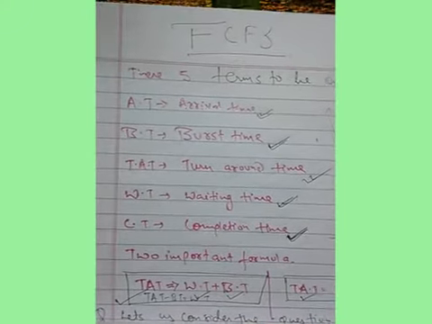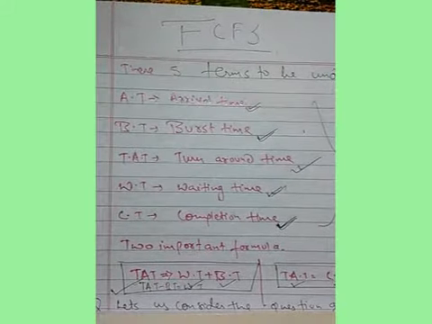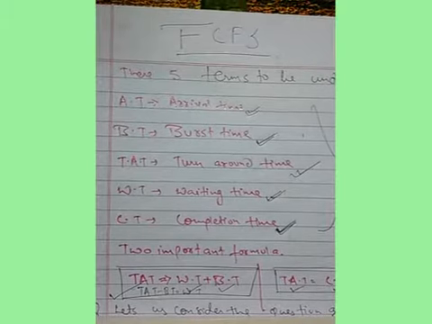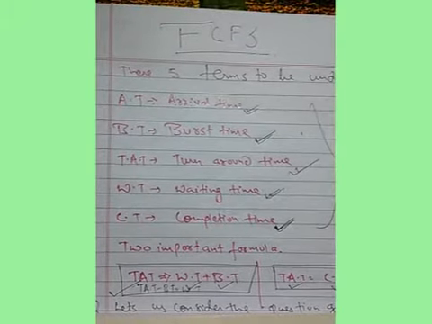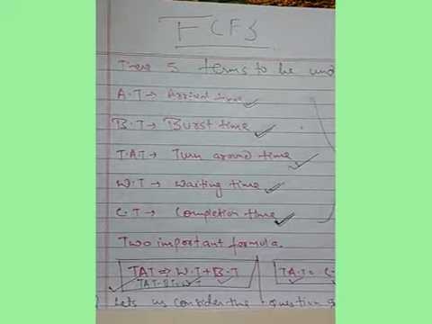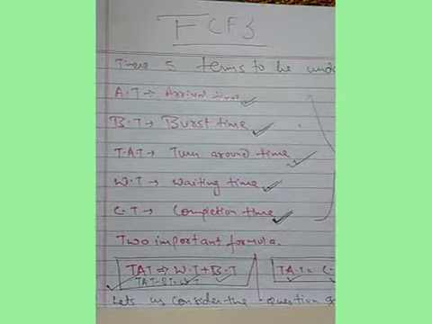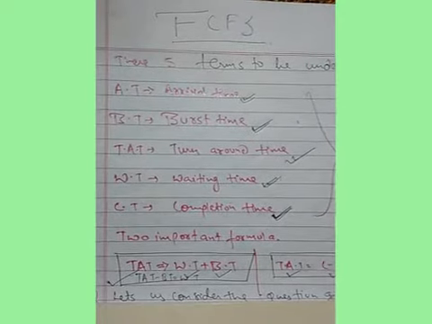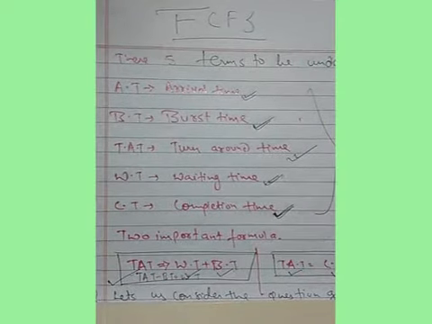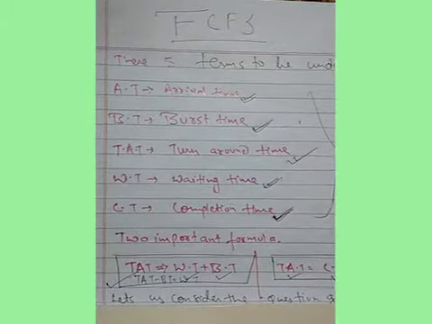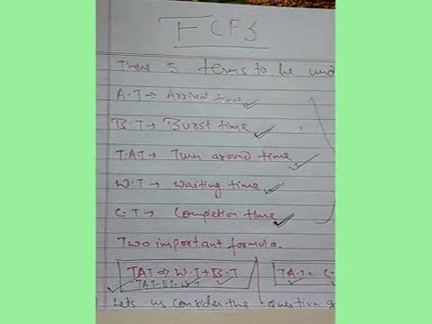So what is arrival time? Arrival time is the time when the process has actually arrived. What is burst time? Burst time is the time for which the process will get executed. Turnaround time, it's very clear. Turnaround time is the total time spent by the process in the system. What is waiting time? Waiting time is the time for which the process waits before being serviced. What is completion time? Completion time is the time at which the process gets completed.